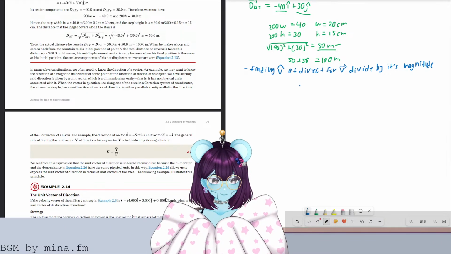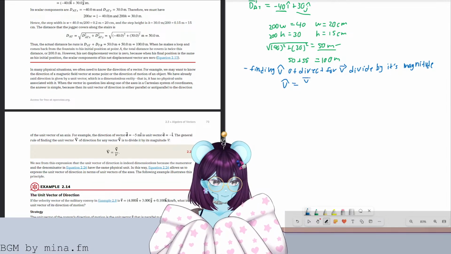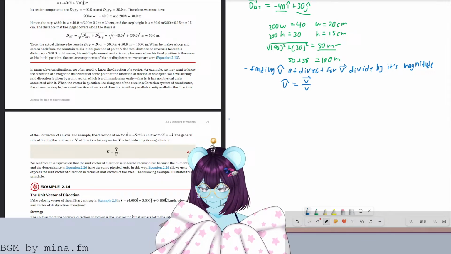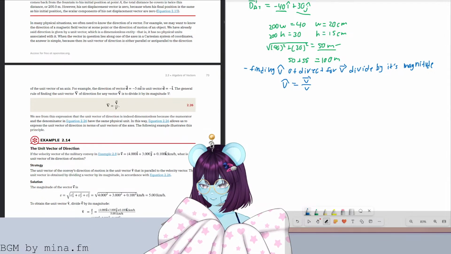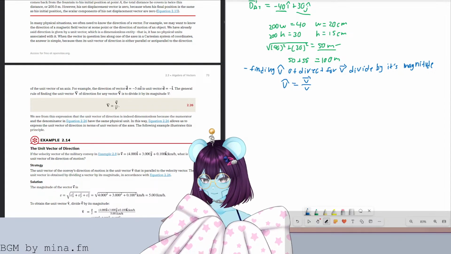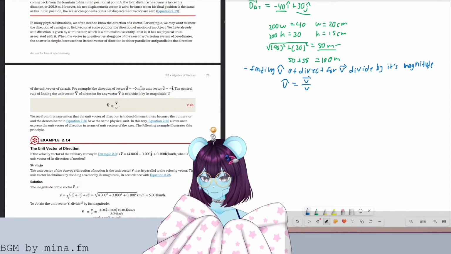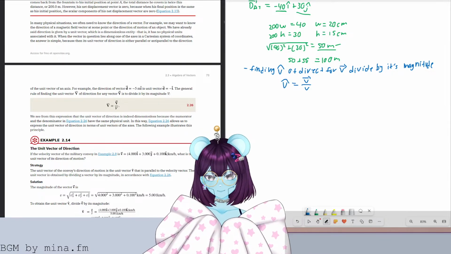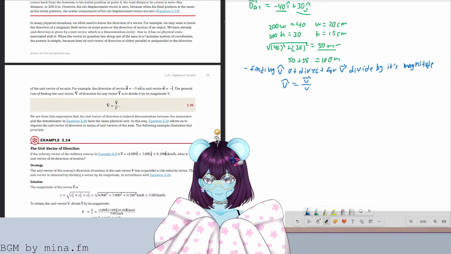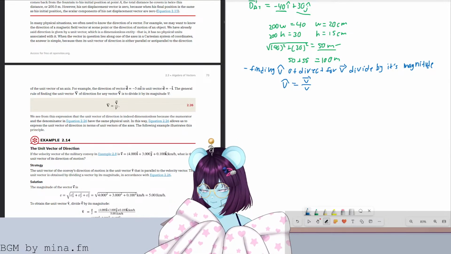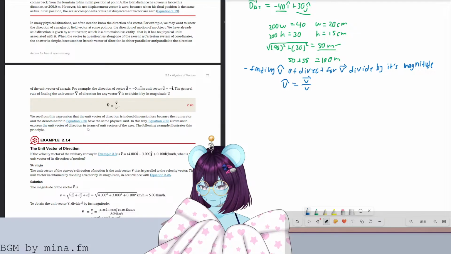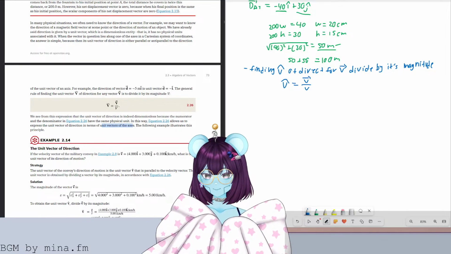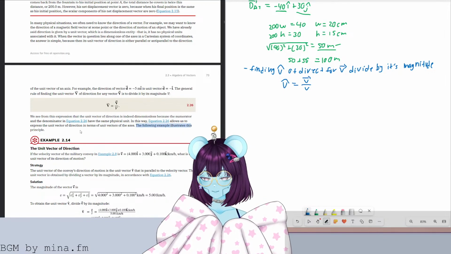Divide by its magnitude, and get v equal to this over that. We see from this expression that the unit vector of direction, so that would be the v hat, is indeed dimensionless because the numerator and the denominator have the same physical unit. In this way, the highlighted equation shows us how to express the unit vector of direction in terms of unit vectors of the axis. The following example illustrates this principle.